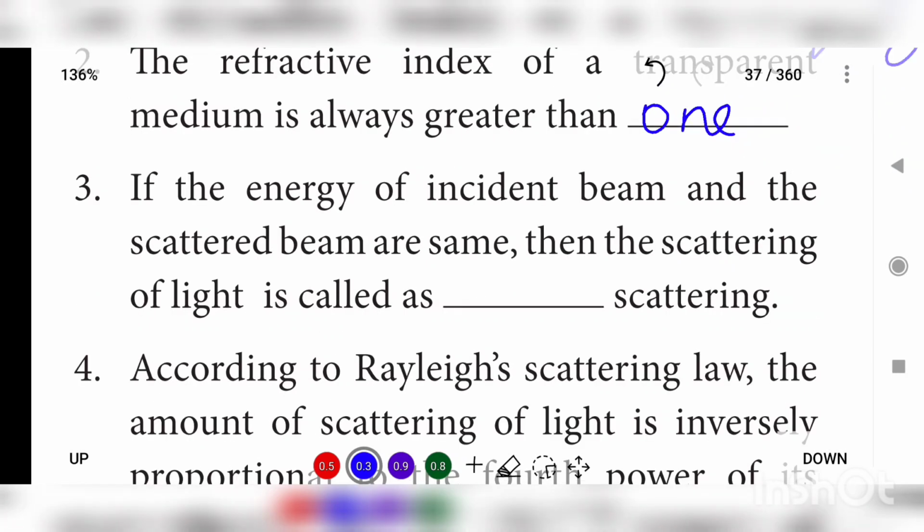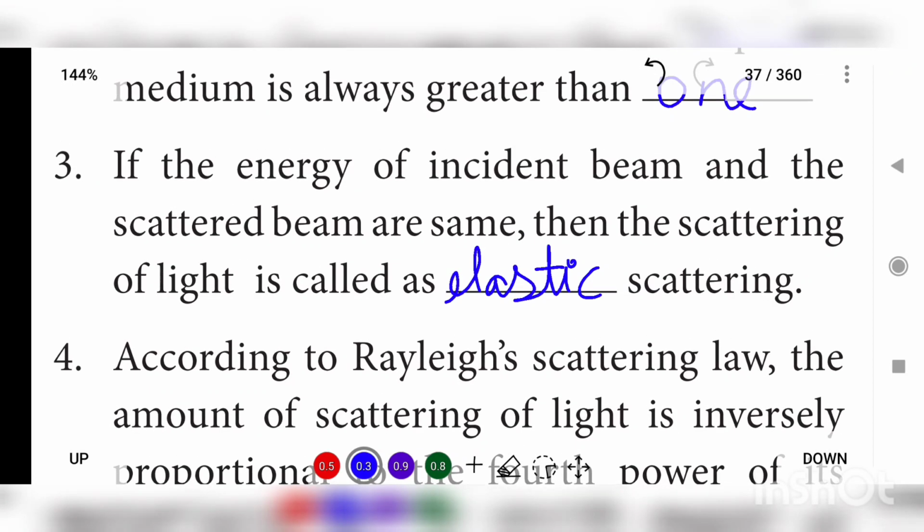Third one, if the energy of incident beam and the scattered beam are same, then the scattering of light is called as dash scattering. Answer, if the energy of incident beam and the scattered beam are same, then the scattering of light is called as elastic scattering.